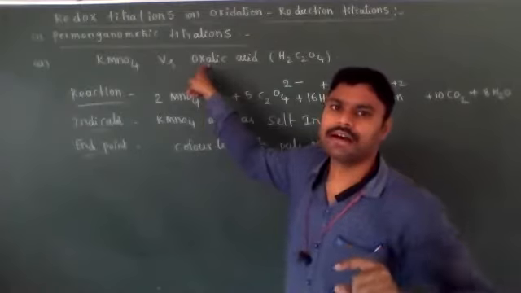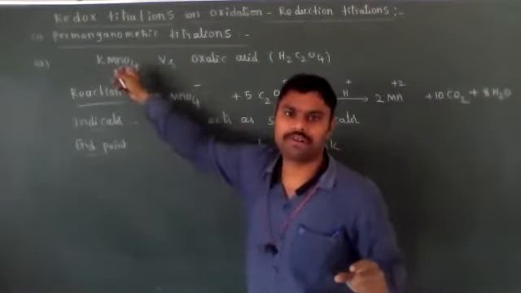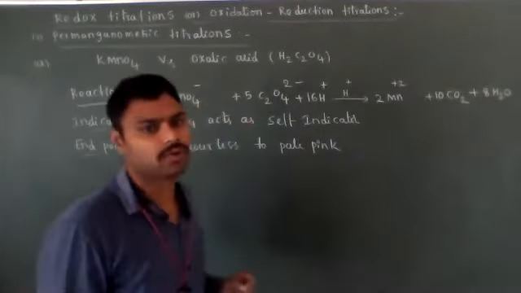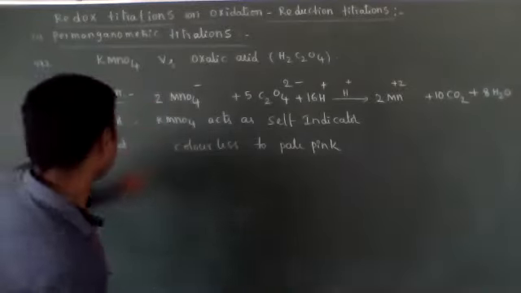Then what is the formula? For finding the strength of KMnO4 or molarity of KMnO4, M1V1 by N1 is equal to M2V2 by N2. M1, V1, N1 belong to KMnO4. What is that formula?